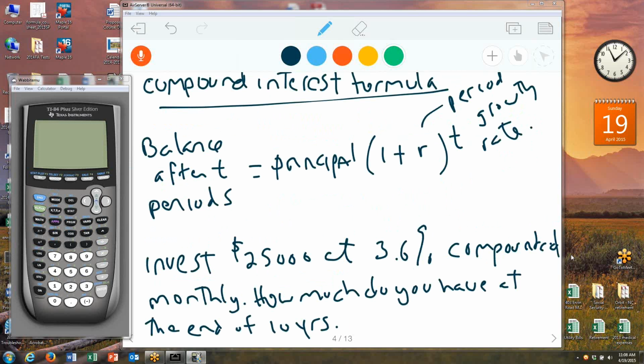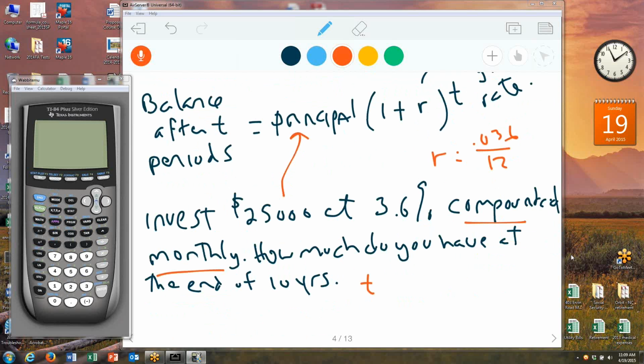So suppose you invest $25,000 at 3.6% compounded monthly. How much do you have at the end of 10 years? So if we go through and read this, my $25,000 would be my principal. I'm going to stick that right in there. Now my 3.6 is my rate, but remember it's compounded monthly. So monthly, the number of compoundings would be 12. So my r in this case is actually 0.036 divided by 12. Okay, and then the number of periods, t, it's 12 times a year for 10 years, so it'd actually be 120. So there's 120 months in 10 years. Every month I get interest for 10 years, so that's 120 months.